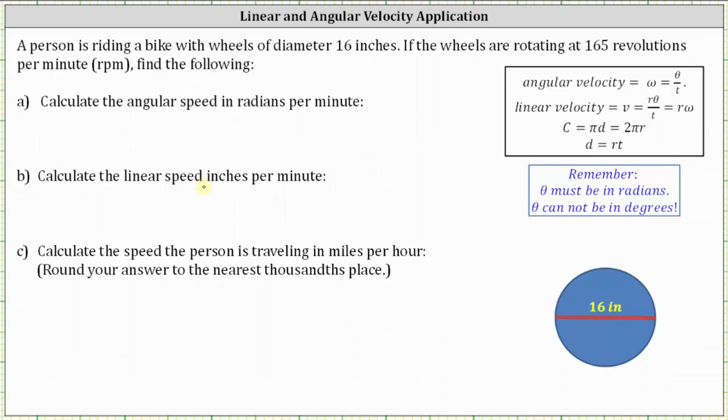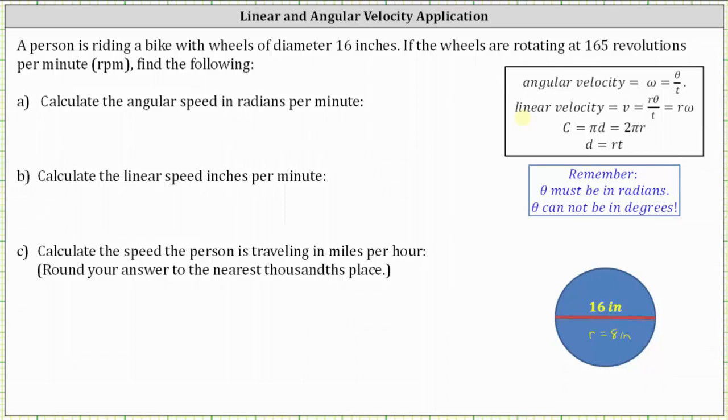First, if the diameter of the wheel is 16 inches, then the radius, which is the distance from the center to the edge of the circle, is equal to half of the diameter, which in this case, the radius r is equal to 8 inches. We need to use the radius when calculating the angular and linear velocity.